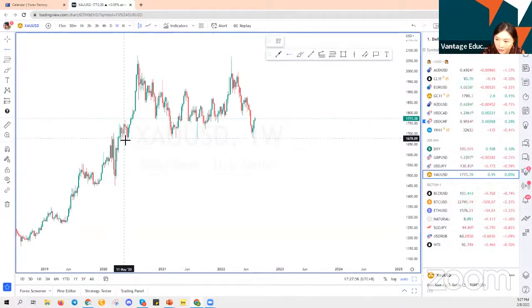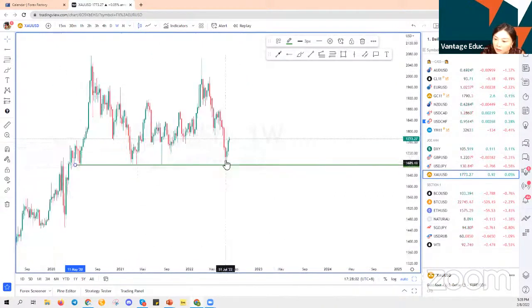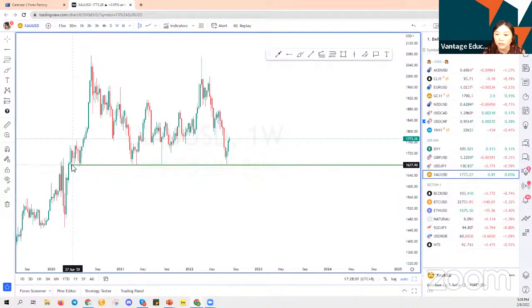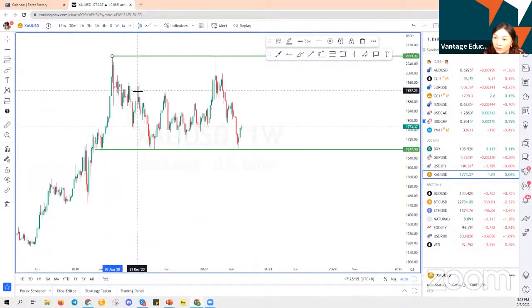Now, what are key levels? How I define key levels is when there are more than 1, 2, 3 touches and it fails to break. So this is actually a key level. And then here it looks like a double top. Now, actually put it here. This is also a key level. Very important.